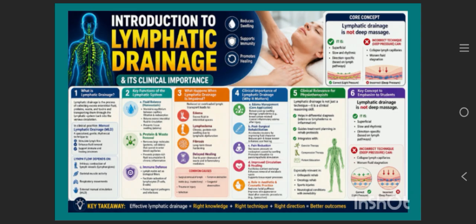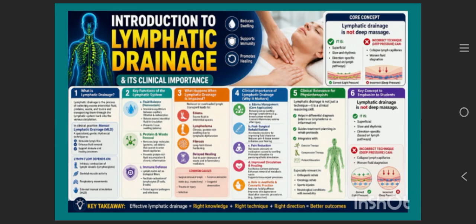The third clinical importance of lymphatic drainage is pain reduction. It decreases pressure on nociceptors caused by swelling. The second point is that it promotes relaxation via parasympathetic stimulation. These are the points for pain reduction.